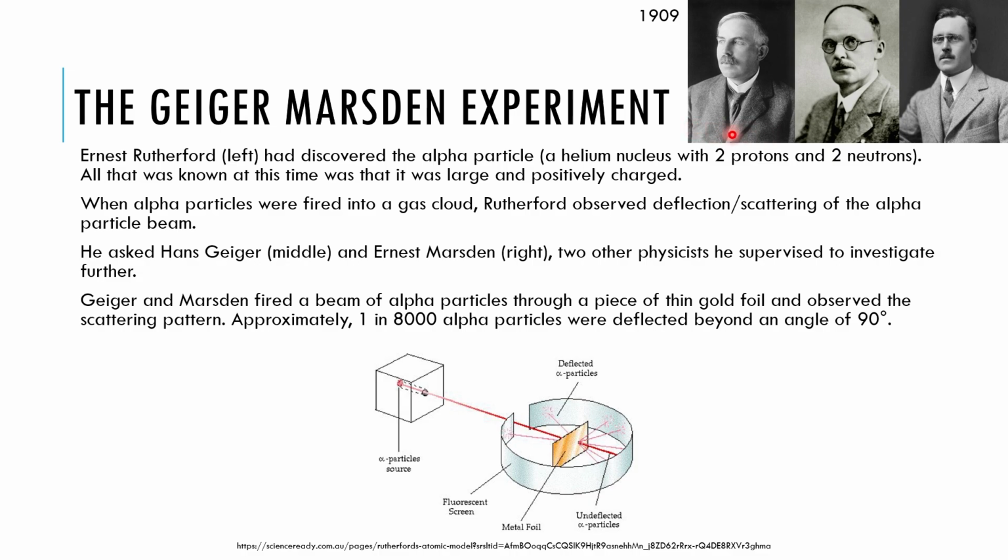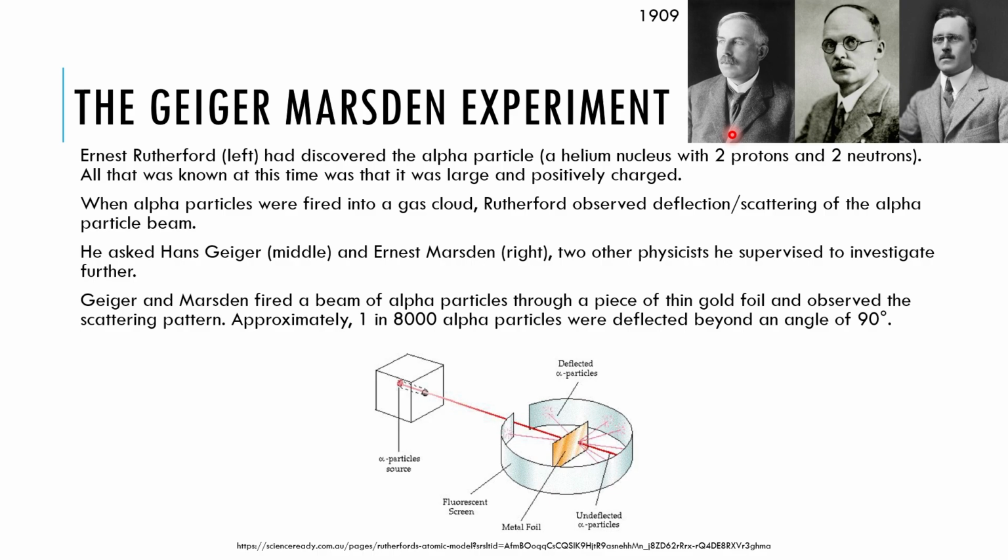For some context, Ernest Rutherford had already discovered the alpha particle, which we know today is a helium nucleus that contains 2 protons and 2 neutrons. At this stage, Rutherford only understood it to be a large, positively charged particle. Naturally, when you discover a new particle, what you then do is start to experiment with it.